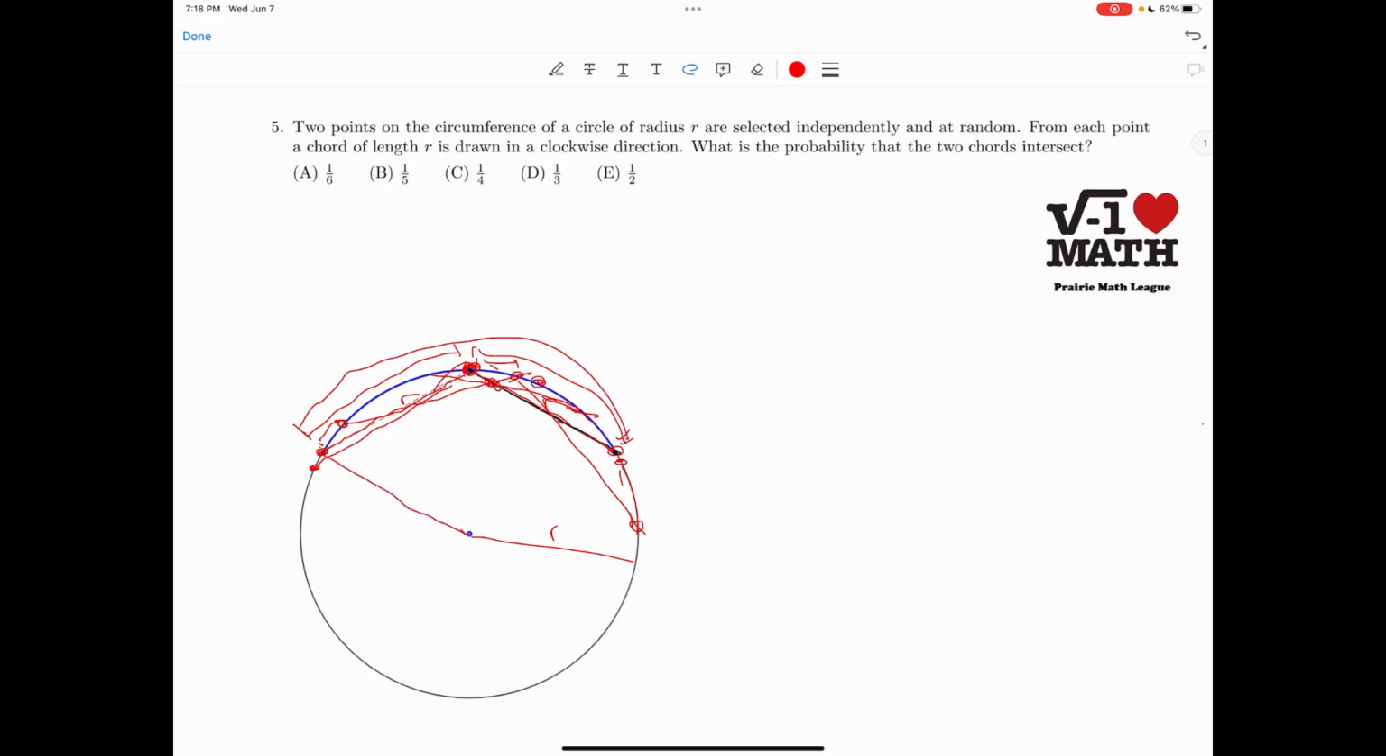Now, let's draw some lines here. Notice that this is R, this is R, this is R, and we see that these are basically equilateral triangles. Hence, we have this is 60 degrees and this is 60 degrees, and we can choose the second point anywhere on the circle. So, out of 360 degrees of possibility, we find 120 degrees, which is the probability of 1 over 3. So the answer is D.